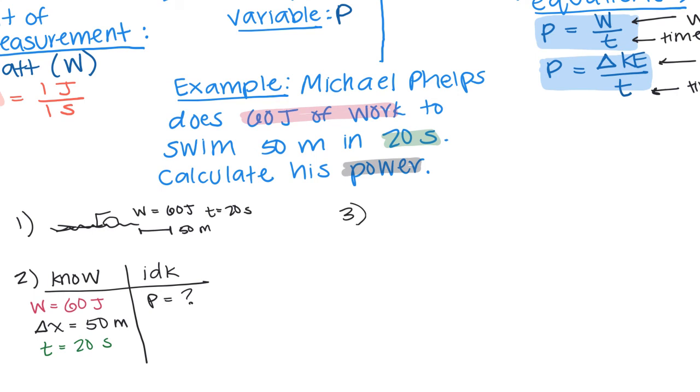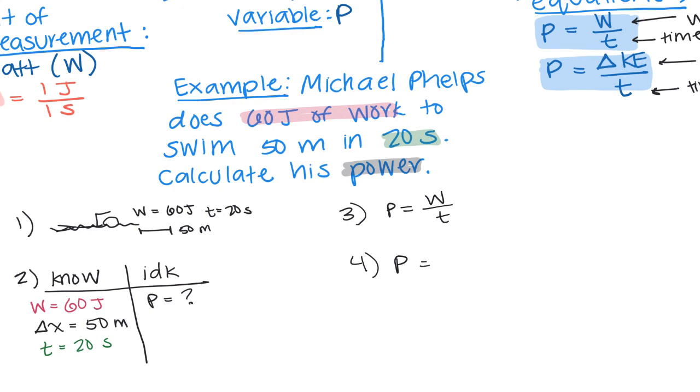Now, hopefully you all came to the same conclusion that I did, which is we are given work and time. So that gives us this top equation as our best option here. So we are not given anything related to energy. So I'm going to write out our power equation, which uses work and time. We've got the equation set up correctly. We've got work and time over here. So I should be good to go ahead and start plugging in those numbers and solving.